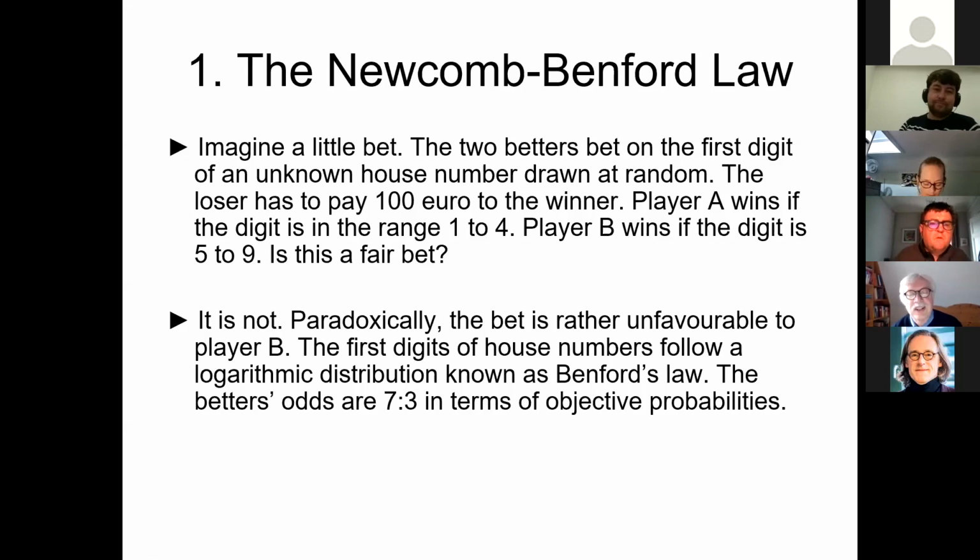The odds are 7 to 3 in favor of me, and this is because house numbers, or first digits of house numbers, are distributed by Newcomb-Benford's law. Originally, it was Newcomb who detected this law, and Benford later on reinvented it.